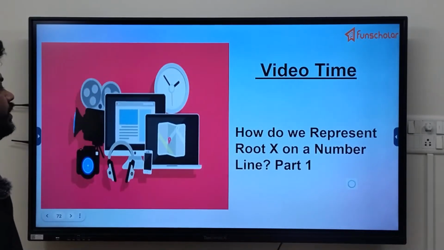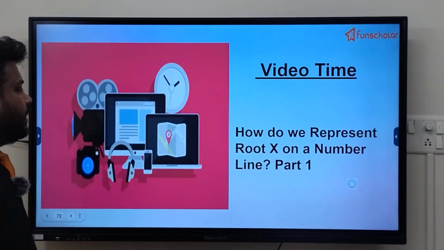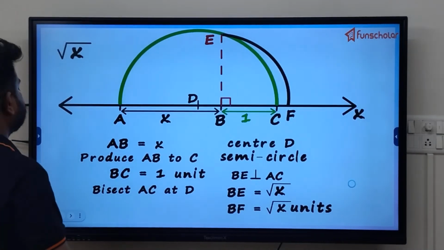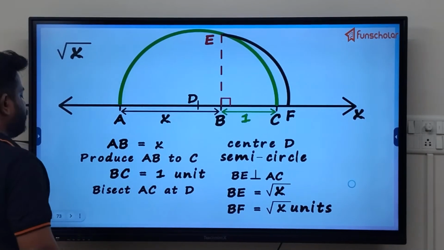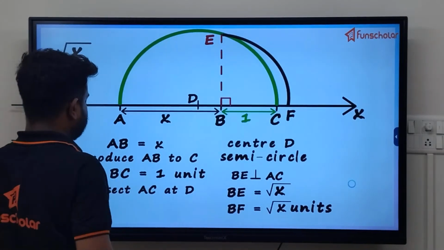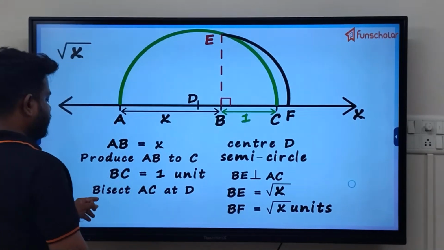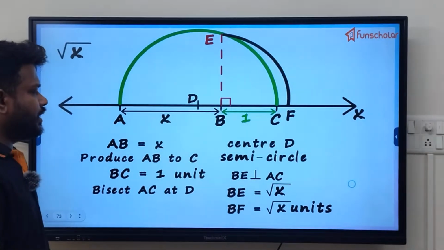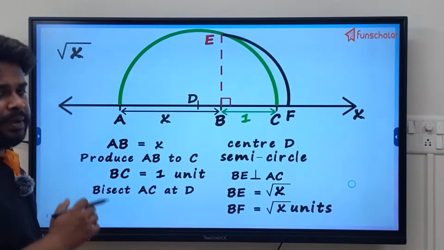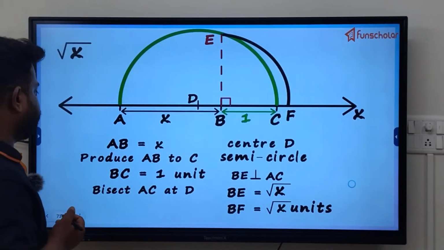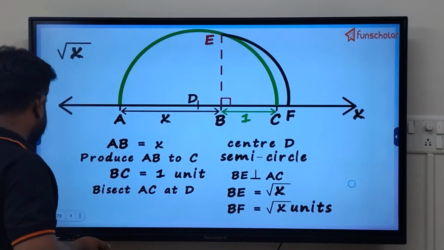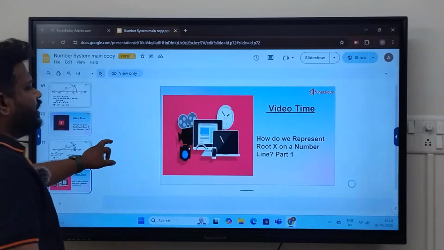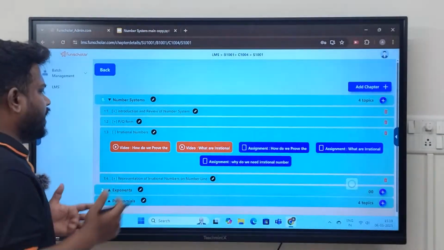Okay, next, how do we represent root x on a number line, part 1? Okay, so root x: if I think that AB is equal to x, so produce AB to C. So BC will be 1 unit, bisect AC at D. So center will be D, draw a semicircle, and BE will be root over x. Okay, so let's watch this video, because maybe you are not understanding this.